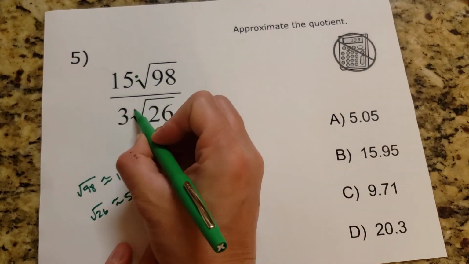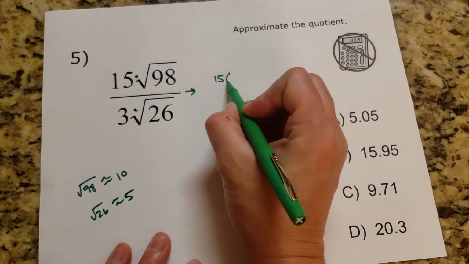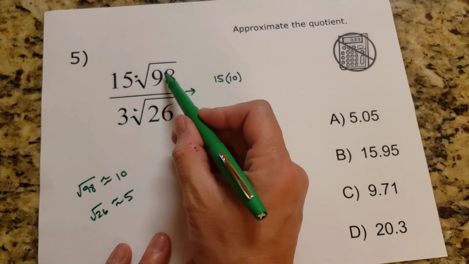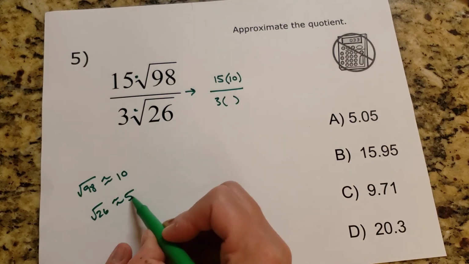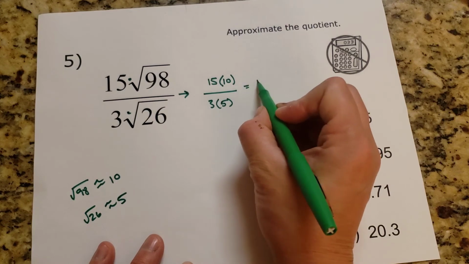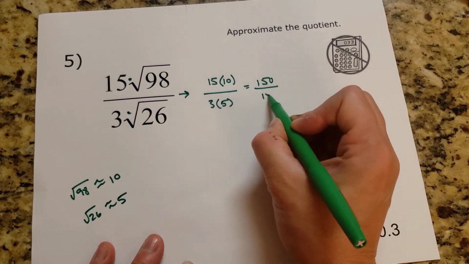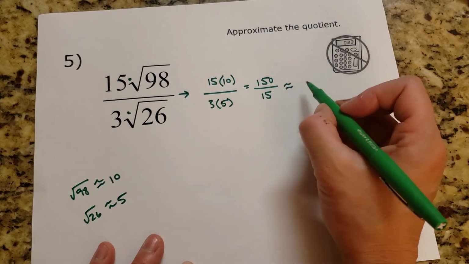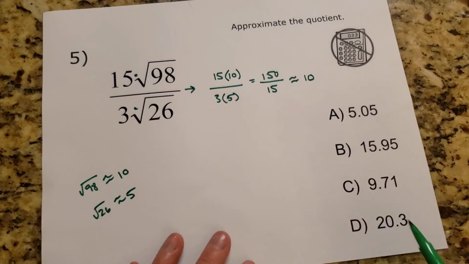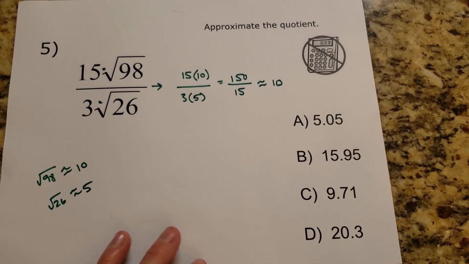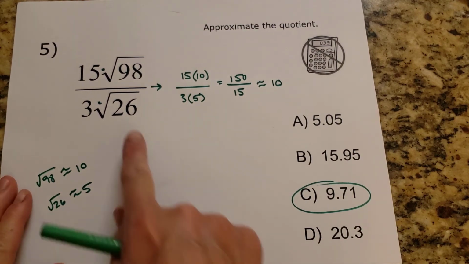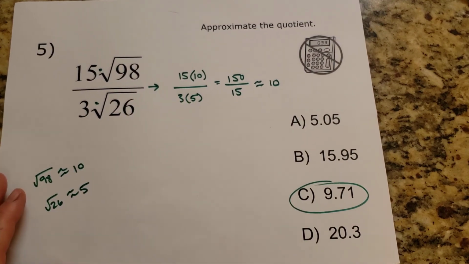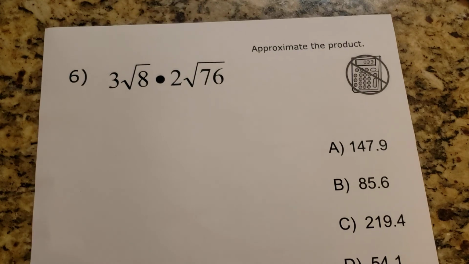Okay, so remember, this is multiply, this is multiply. Let's rewrite this. Up on the top, I'm going to have 15 times about 10. Remember, I changed that to a 10. And then in the denominator, I'm going to have 3 times about 5. And now I'd have 150 divided by 15, which would be approximately 10. So looking at my answer choices, the closest one to 10 would be 9.71, wouldn't it? Just by rounding to the nearest whole number on these irrational numbers, I'm able to get a close enough answer.